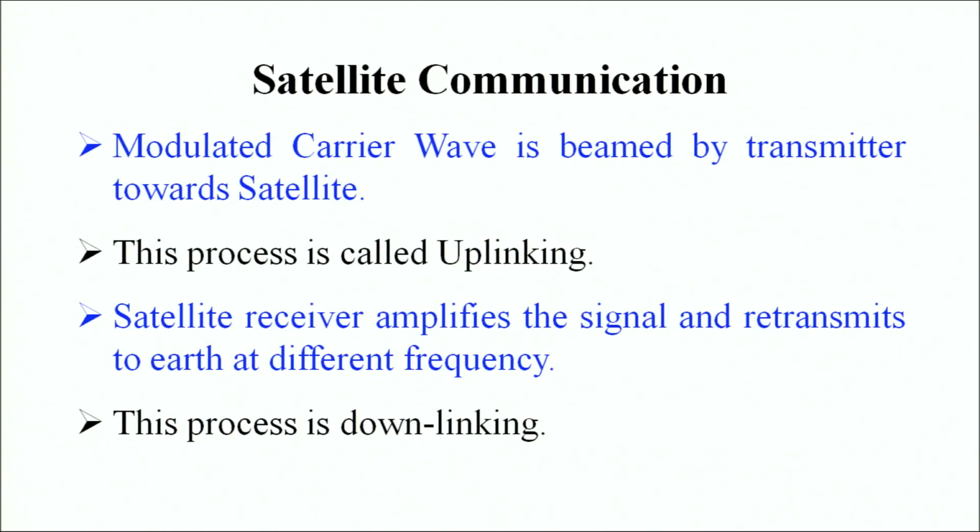So over here, what we see is that a modulated carrier wave is beamed by the transmitter towards the satellite. This process of sending the carrier wave to the satellite via the transmitter is called uplinking. The satellite receives that wave, amplifies the signal, and then retransmits it to earth at a different frequency. It is done at a different frequency so that the signal which is being sent doesn't interfere with the signal which is transmitted back from the satellite. This process is known as downlinking.